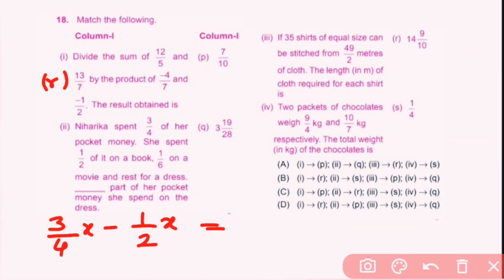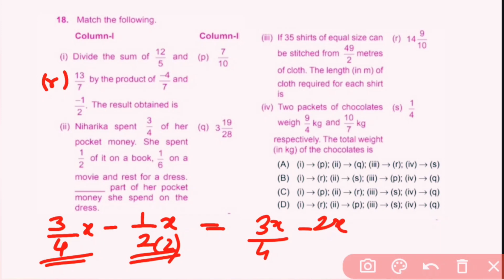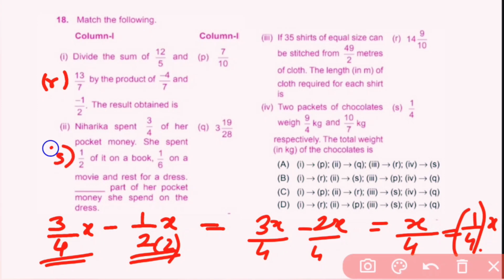So we need to subtract the total spent minus money spent on the book and movie. Here we multiply by 2. So 3X by 4 minus 2X by 4. 3X minus 2X is X by 4, that is 1 by 4X. So for dress she spent 1 by 4 of the total money. So here for 2, S is the correct answer.